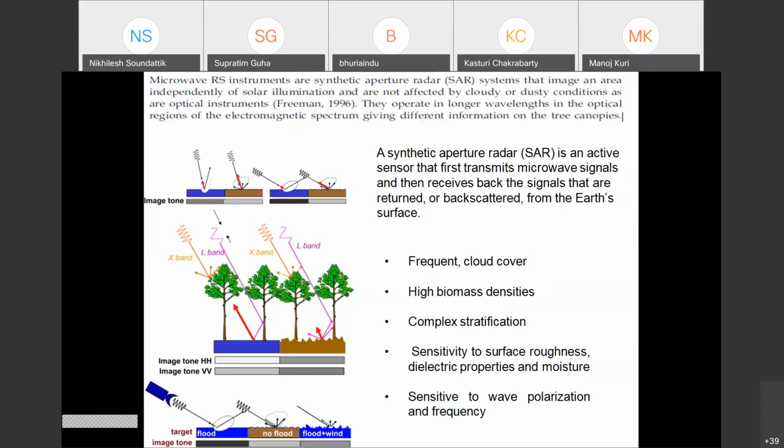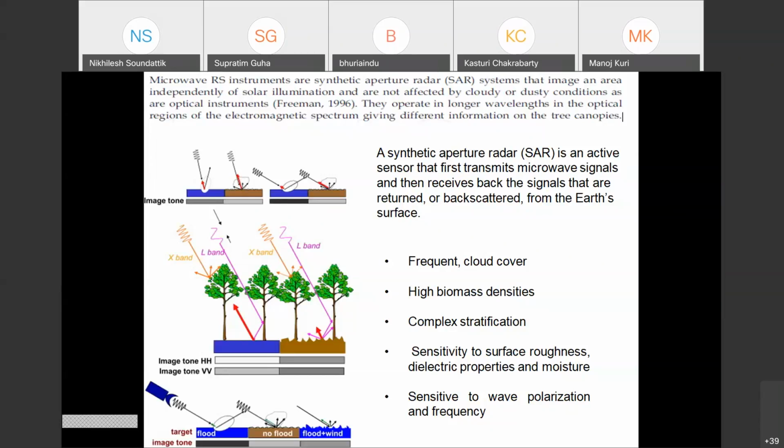Optical systems are dependent on solar illumination, but microwave systems are independent of solar illumination, cloudy conditions, and dusty conditions. It has advantages: we can get images during cloud cover conditions, particularly during flooding. For our northeastern region, which is most of the time covered by clouds, it is very advantageous to use microwave data.